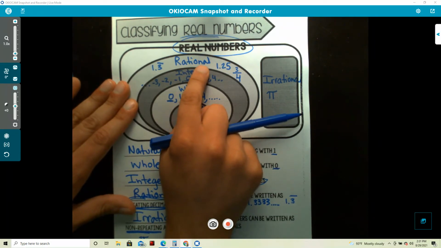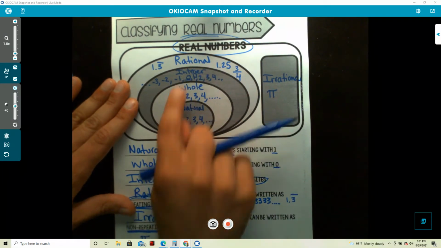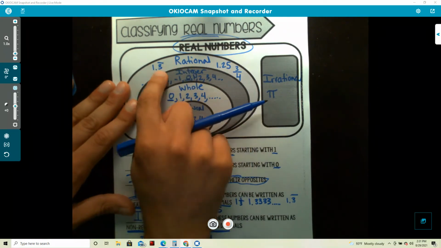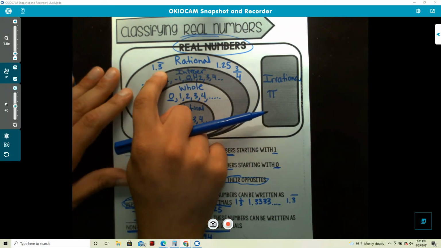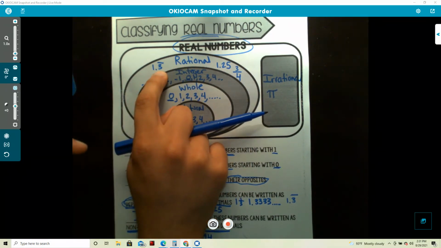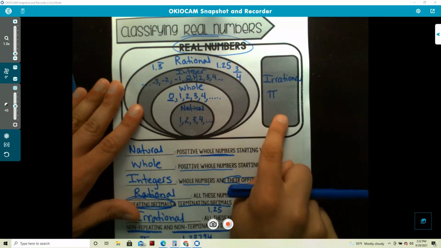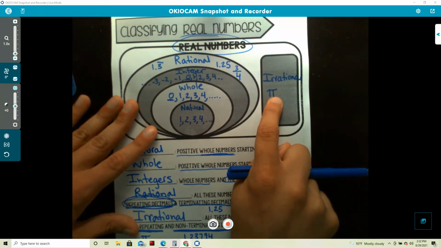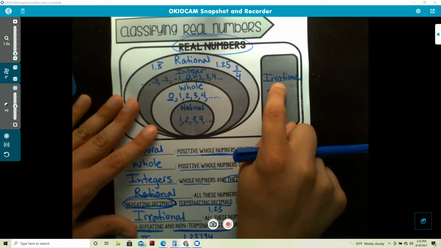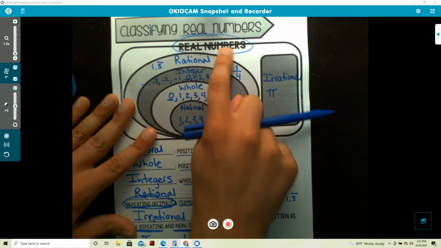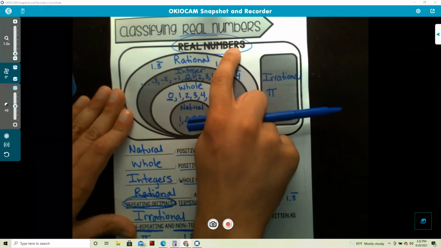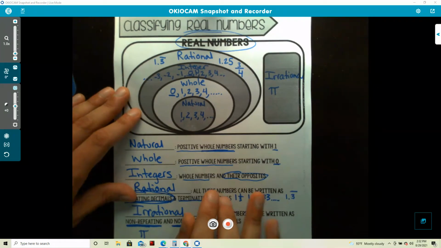However, remember, if we're categorizing pi, we have to ask ourselves: does it repeat? No, pi doesn't repeat. Pi goes on forever, but it doesn't repeat. So that means if it goes on forever, it doesn't terminate like 1.25 does. So pi would have to go into the irrational section. So pi is irrational and it's a real number because everything in this bubble is a real number. We'll get more into that on the next page.